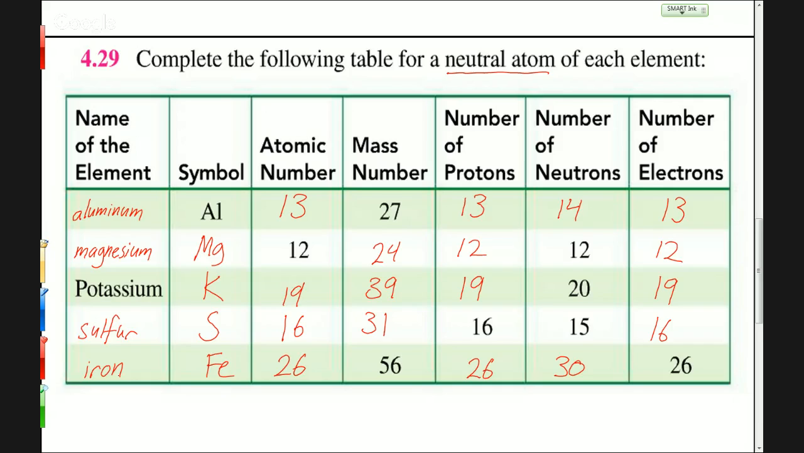Did I do it right? Where? Which one? S? Mass? Well, remember, that's an average. We can't use those numbers for the mass. We get the mass by adding the protons and the neutrons, and those are given. So 16 plus 15 is 31. So this particular sulfur is a different isotope than that one.